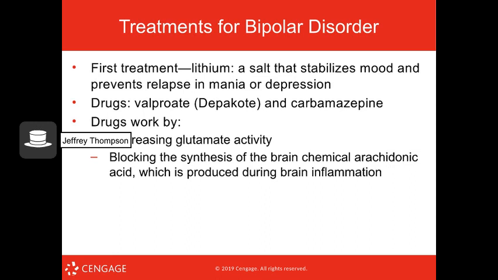So there are drug treatments for bipolar disorder. A common treatment is lithium, which is a mood stabilizer. The great thing about lithium is that it helps balance out those extremes, so it prevents relapse to mania or depression. There are other drugs like Depakote and carbamazepine, and these drugs work by decreasing glutamate activity. They also block the synthesis of the brain chemical arachidonic acid, which is produced during brain inflammation.